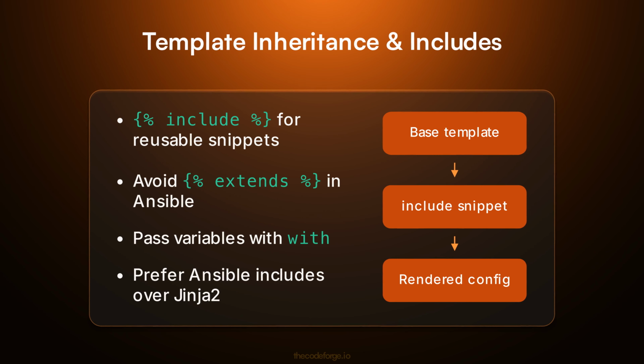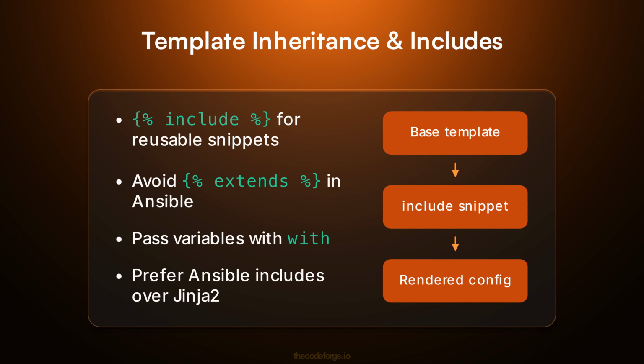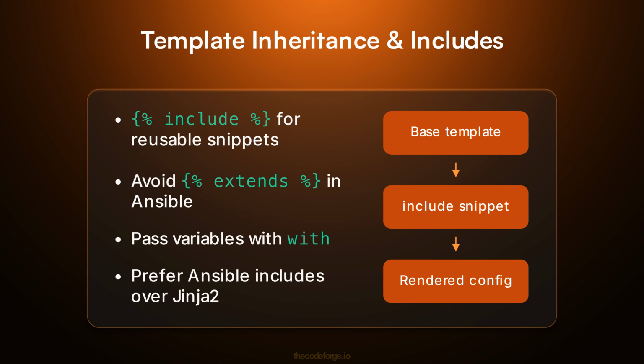Jinja2 supports template inheritance, but in Ansible it's rarely used. {% include %} is useful for reusable snippets. However, debugging inheritance chains can be hard.